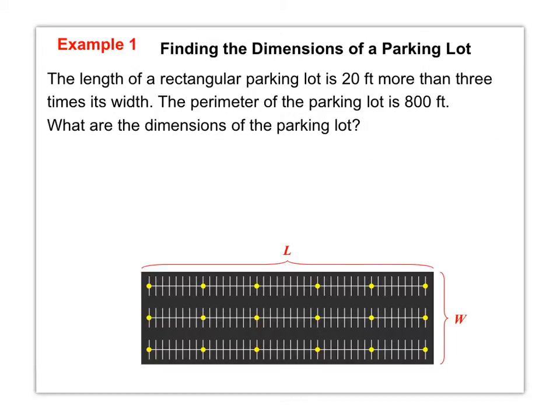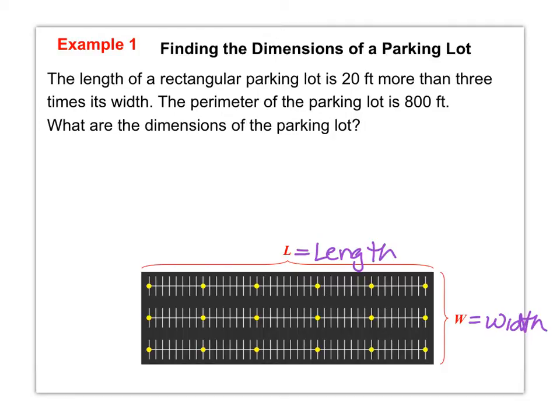In this example, we are asked to find the dimensions of a parking lot. The length of a rectangular parking lot is 20 feet more than 3 times its width. The perimeter of the parking lot is 800 feet. What are the dimensions of the parking lot? Well, what we have here are two variables, two unknown quantities, the length and the width. So we are using L to represent the length of the parking lot, and we're going to use W to represent the width.